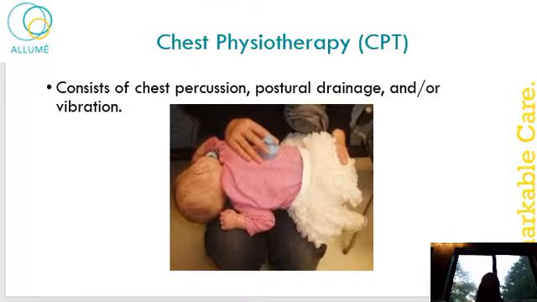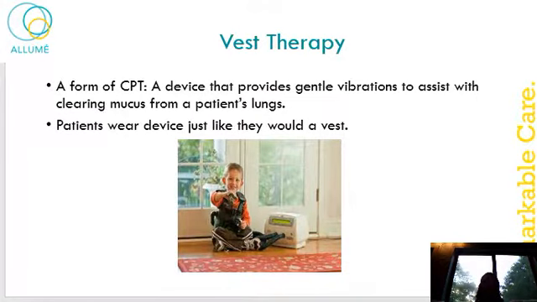Chest PT is something that's very commonly used in our patient's home. It consists of a chest percussion, postural drainage, and or vibration. So there's a few ways of doing chest PT. In this picture right here, the person is using a little cup to kind of cup the little baby's lungs, and you just hold this cup over each lung field and you just kind of pat them gently, and it helps loosen the mucus up, and hopefully your patient can get it up, or they may need a little bit of suctioning after.